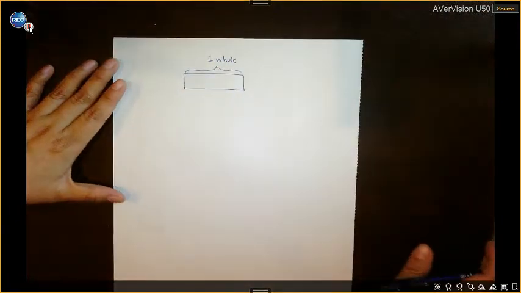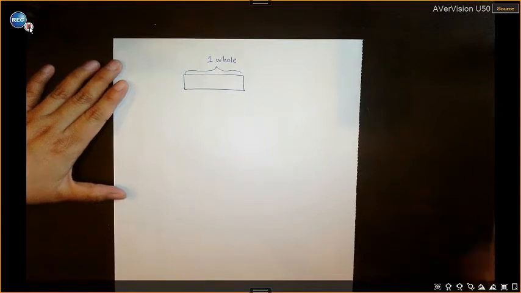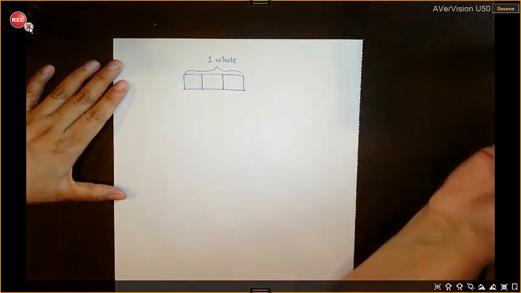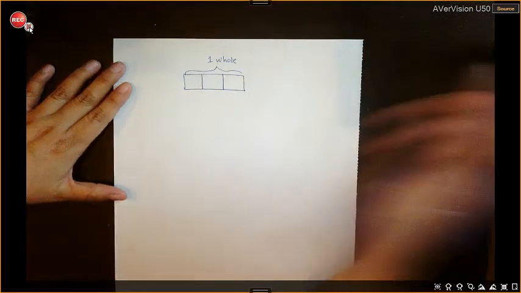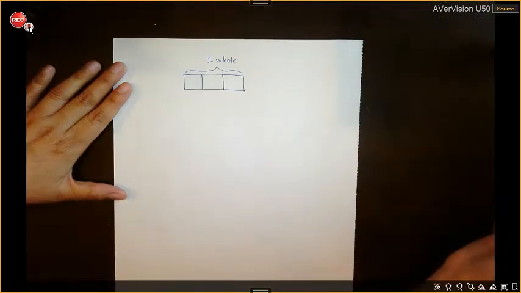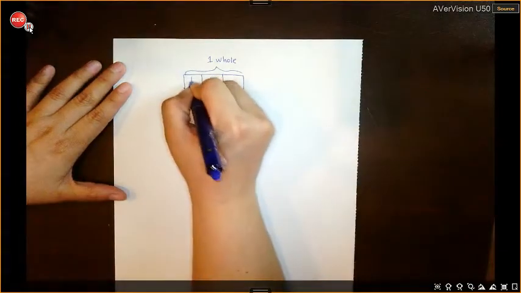Now, if I want to partition or divide this into thirds, I would do it like this. So right now we're going to be working with thirds. What fraction do you think each part represents? Think about it. Yes, each part represents 1/3.